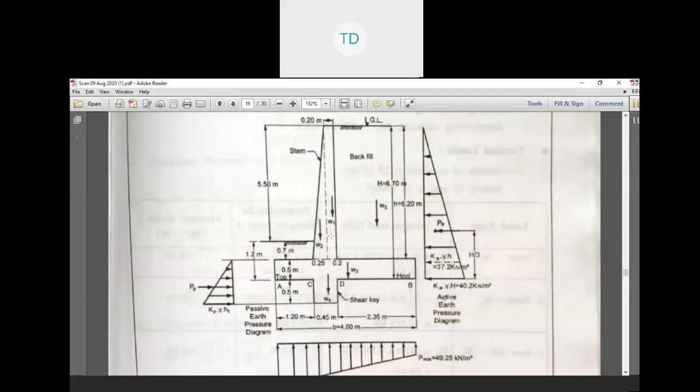We divide it into several parts, like one rectangular and the other triangle. The rest of the parts are rectangular portions, so it is very easy to calculate. W3 is for the base, W4 for the shear key, W5 for the retaining earthwork.